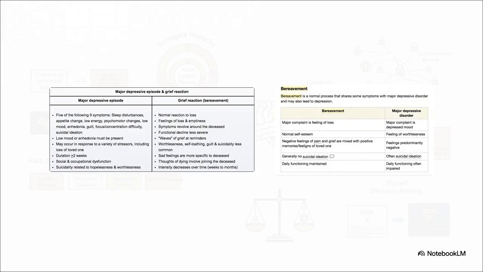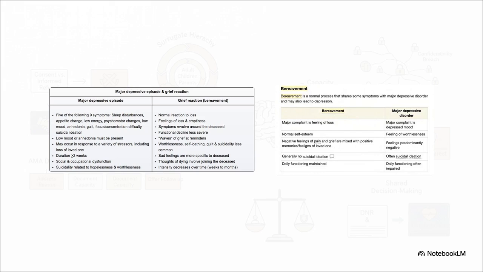Next, let's distinguish between normal bereavement and a major depressive episode. Both are going to involve sadness, sleep issues, and deep feelings of loss. But here's the key difference for the boards. A normal grief reaction usually hits in waves, often triggered by reminders of the person they lost, but the patient's daily functioning stays relatively intact.